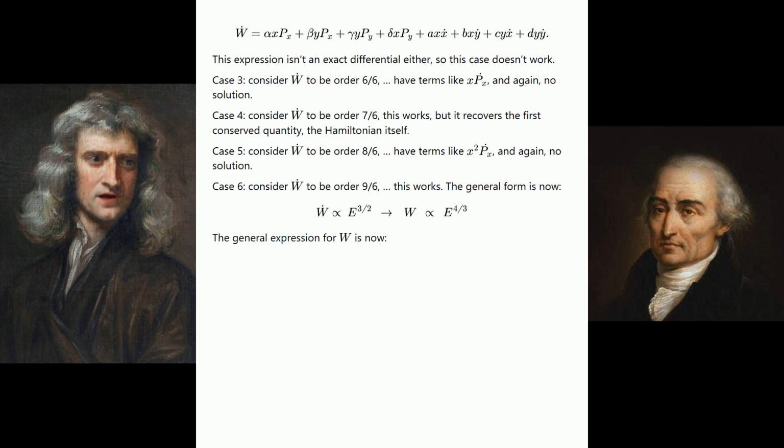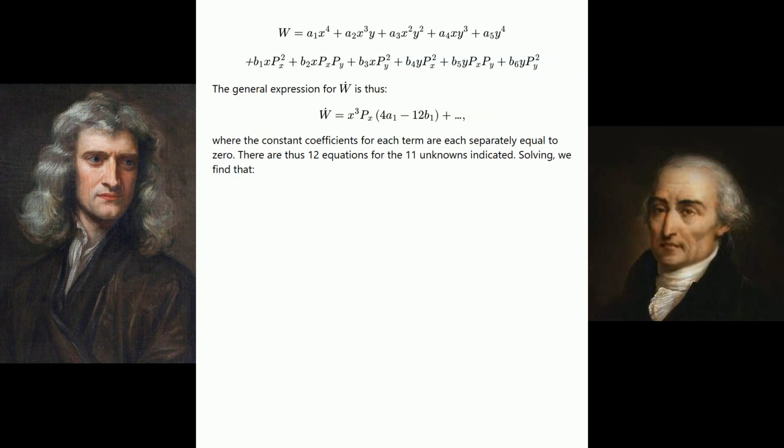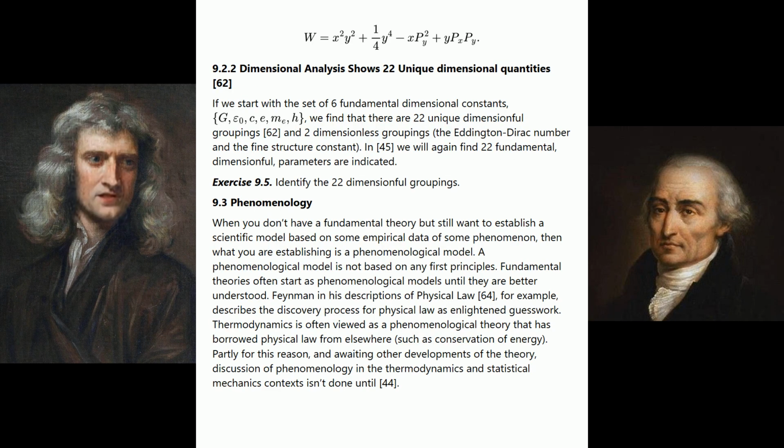Case 5. Consider W to be order 8/6. Have terms like x squared p sub x and again no solution. Case 6. Consider W to be order 9/6. This works. The general form is now. See the equation shown. The general expression for W is now. See the next equation. The general expression for W is thus. See the equation shown. Where the constant coefficients for each term are each separately equal to 0. There are thus 12 equations for the 11 unknowns indicated. Solving, we find that. See the next equation.